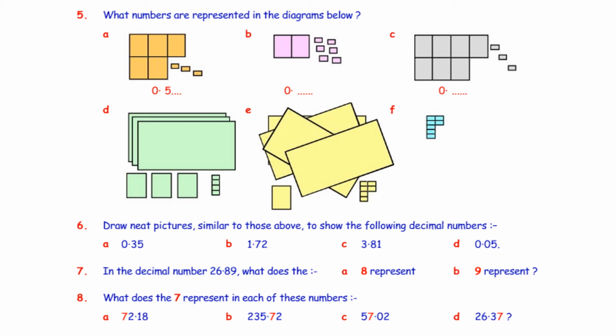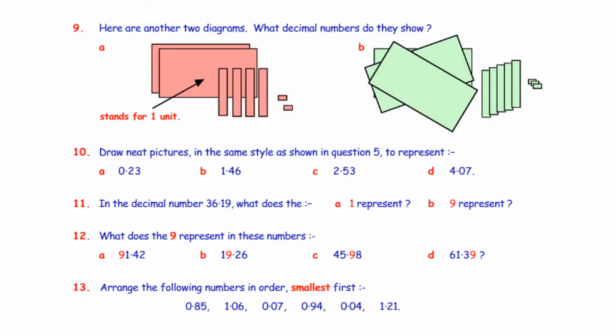And then 8 is asking, what does the 7 represent in each of these numbers? So 8a, 72.18, B, 235.72, C, 57.02, and D, 26.37.